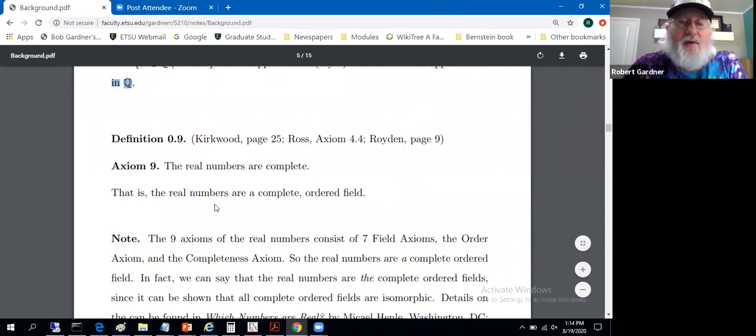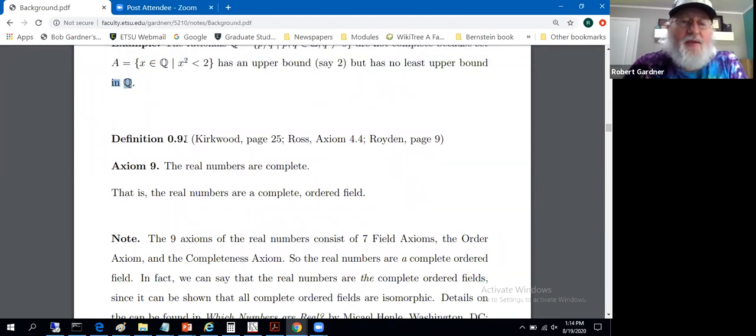All right, so definition, we're maybe completing the definition of the real numbers. So the real numbers are complete. Axiom 9, the real numbers are complete. So the real numbers are a complete ordered field. That's my definition 0.9. So field, that's the algebraic properties of the real numbers. Ordered, that's the greater than, less than properties of the real numbers. Complete, that's the continuum part.